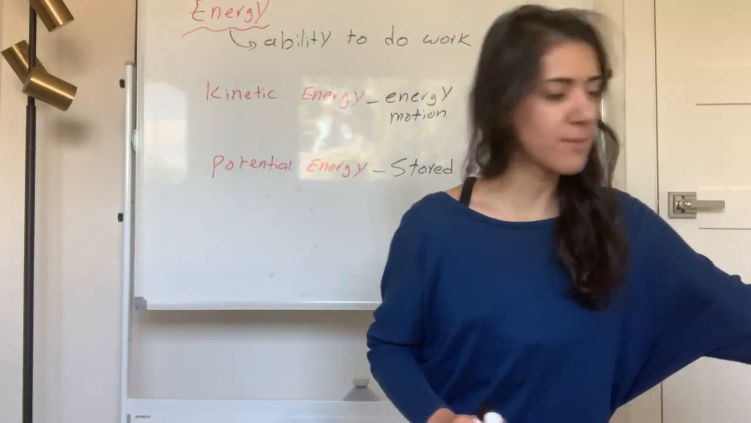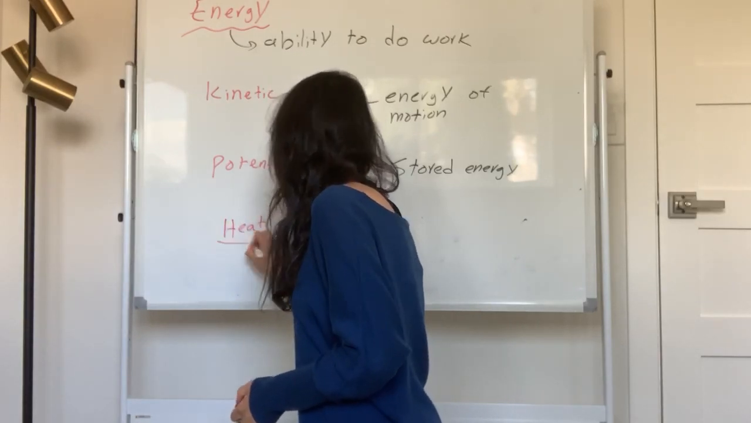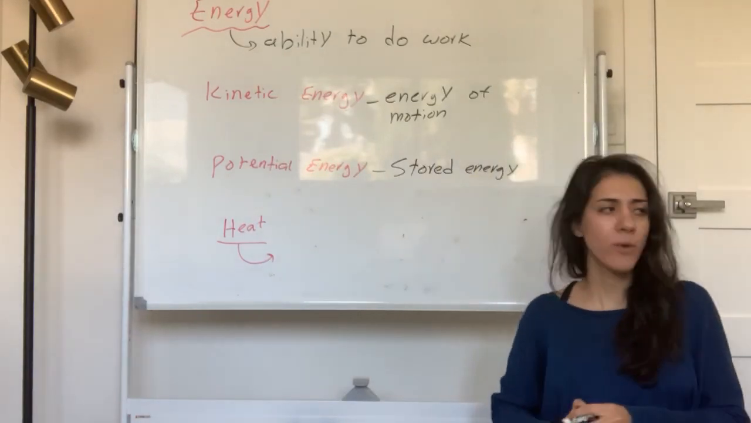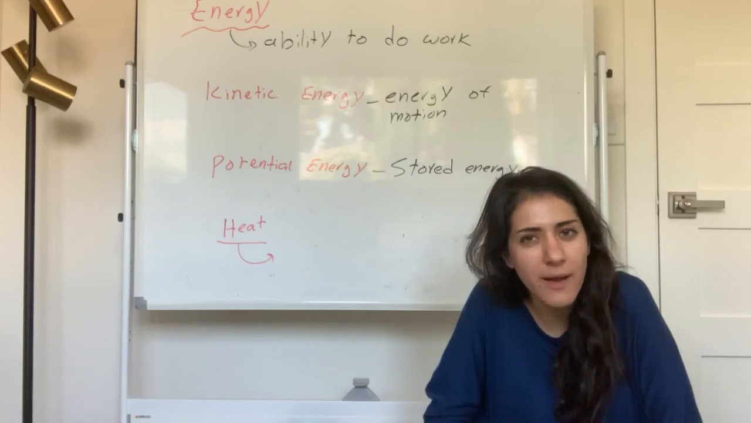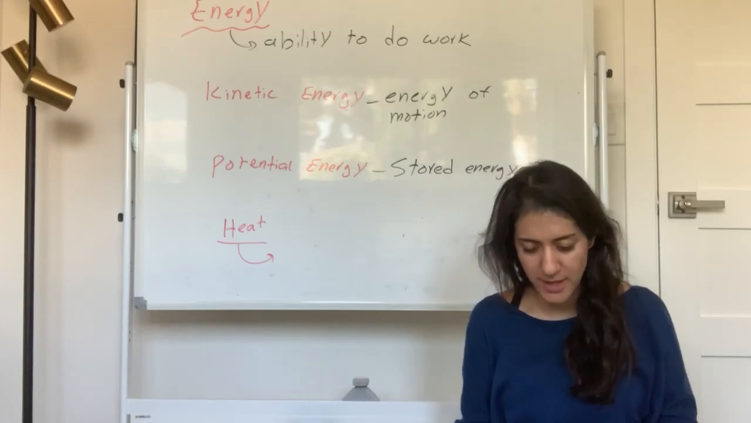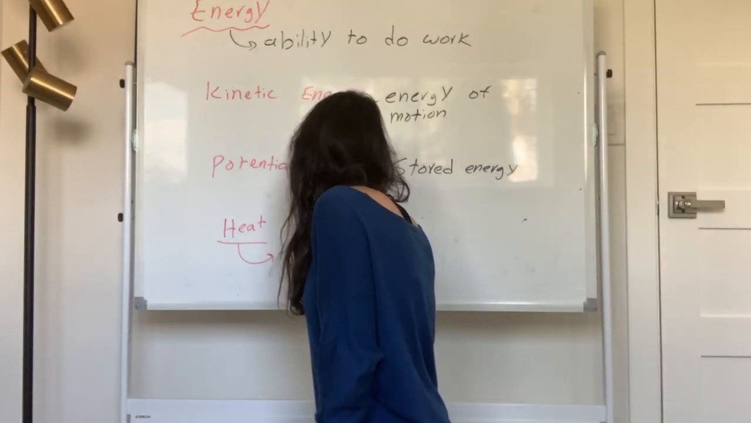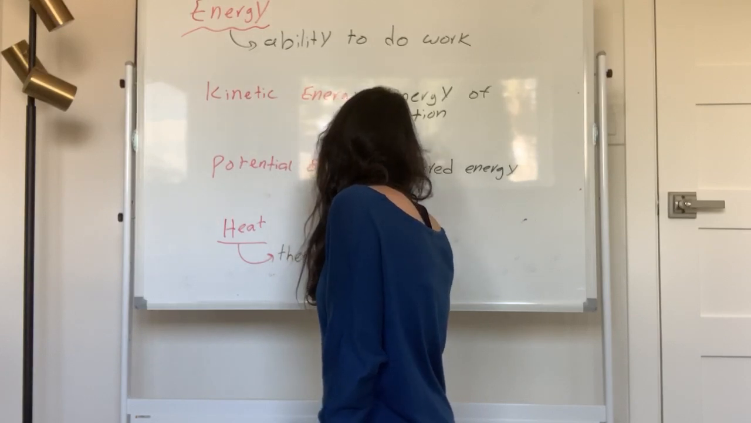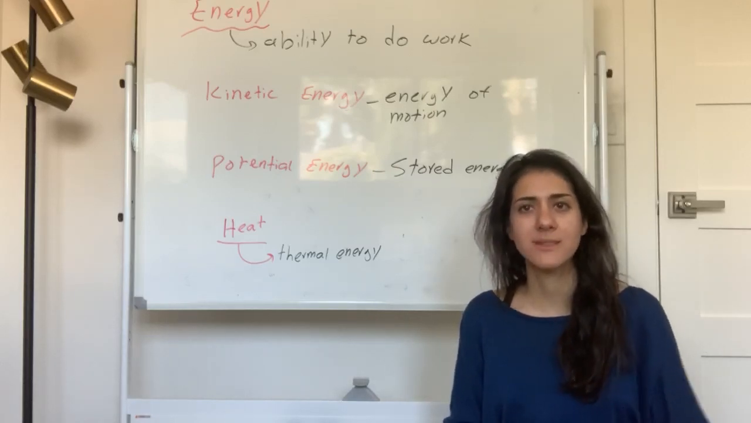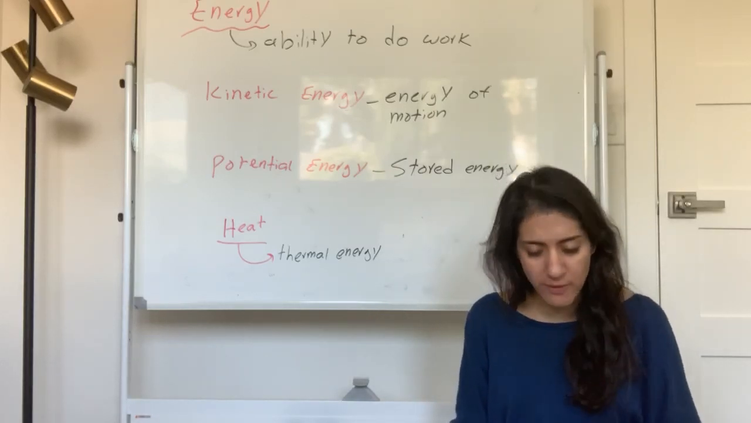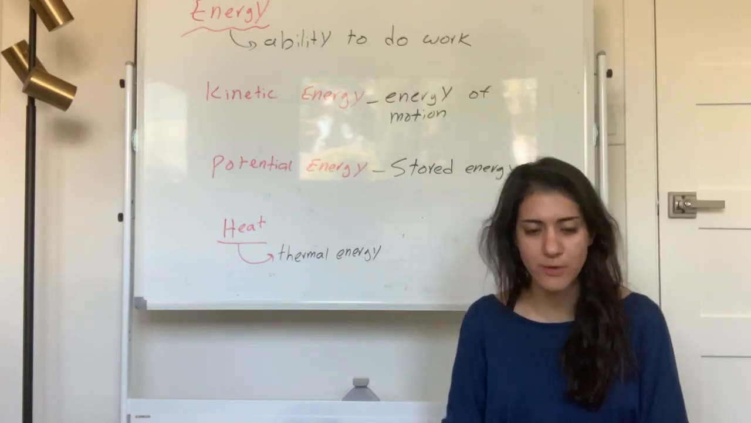Now, the other thing to think about is heat. One thing I want you to start thinking about is heat, because heat is a form of energy. We don't think about it, but heat is a form of energy. It's thermal energy. When something is hot, that means things are moving. So think about that. Heat is actually a form of energy. I want you to remember that.